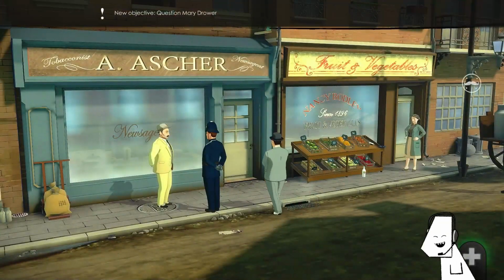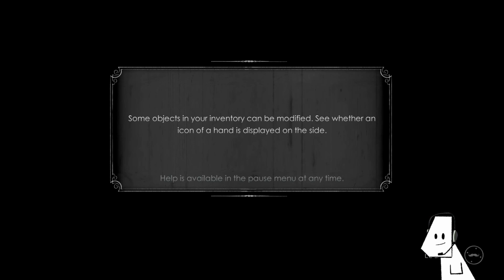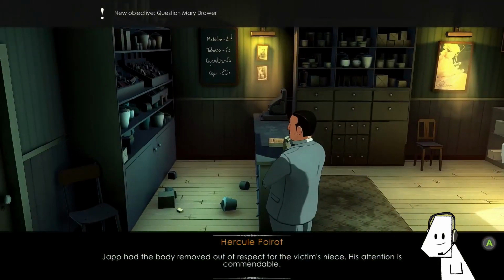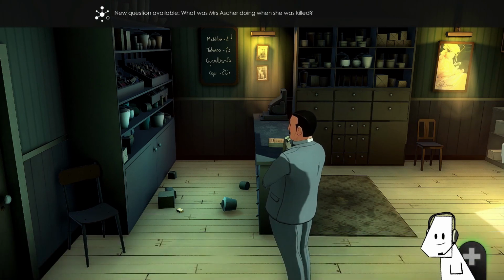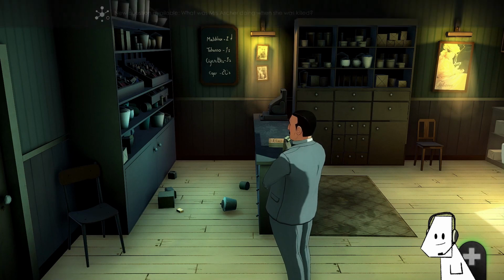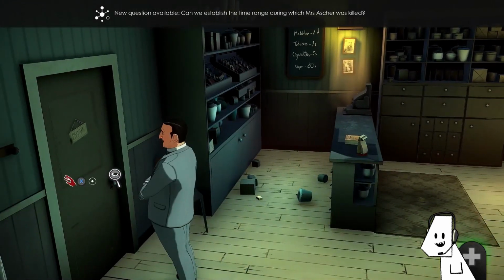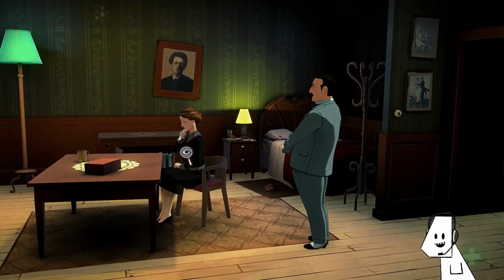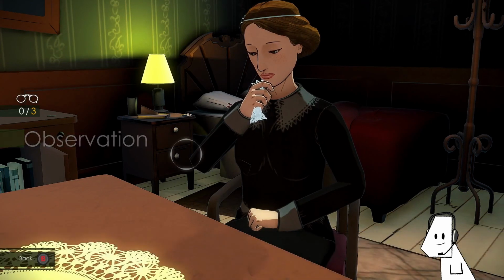That was easy to find the niece. Look at that. Japp had the body removed out of respect for the victim's niece. I was going to say... His attention is commendable. Oh, just have a little bit of peppermint tea. I was going to say, it's probably not great if you're going to send a niece in here if there's her aunt's dead body all over the place, so... Oh, she's not young, then. I don't know why I was expecting a younger kid, basically.